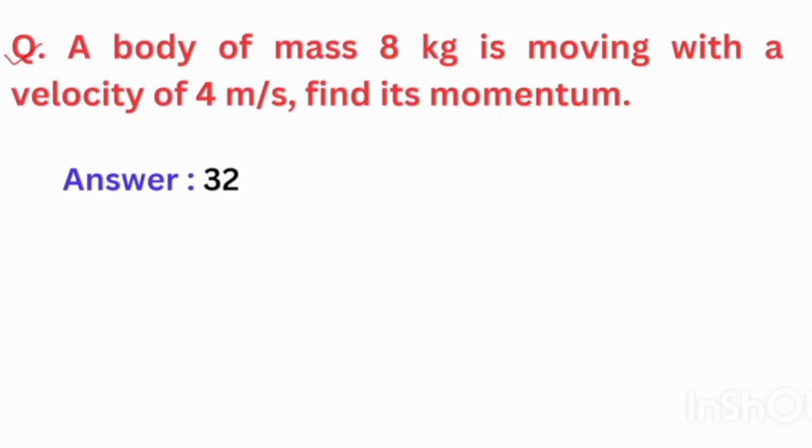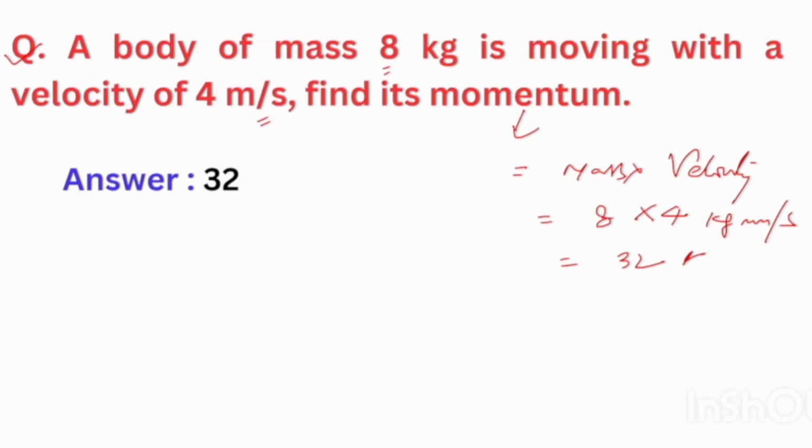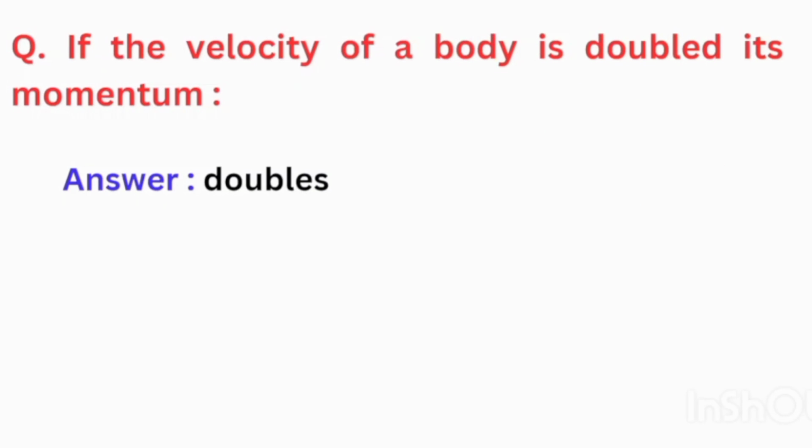Next is, a body of mass 8 kg is moving with a velocity of 4 meter per second. Find its momentum. It's a very easy question, I think. We already know that momentum is equal to mass into velocity. Here mass is 8 kg and velocity is 4 meter per second. So the answer is 32 kg meter per second. Let's move on to the next question. Next is, if the velocity of a body is doubled, its momentum will also double.